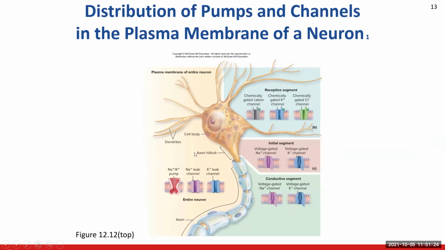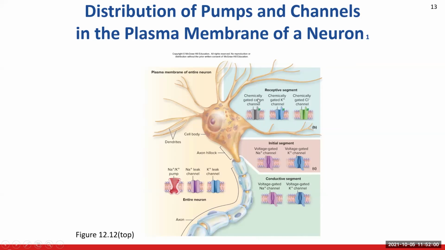Okay, so now as we go through the different parts of our neuron, we're going to see that on the entire neuron, we'll have our sodium potassium ion pumps and these two leak channels here. They're the whole thing. Now, when we get up here to the cell body, with the dendrites, that's called the receptive segment. Makes sense because it's going to be receiving information. Okay, so in the receptive segment, you have these types of channels, chemically gated cation channel. All right, so what's that mean? Well, chemically tells you what type of stimulus you need to open this up. We need some sort of neurotransmitter to open up this gate.